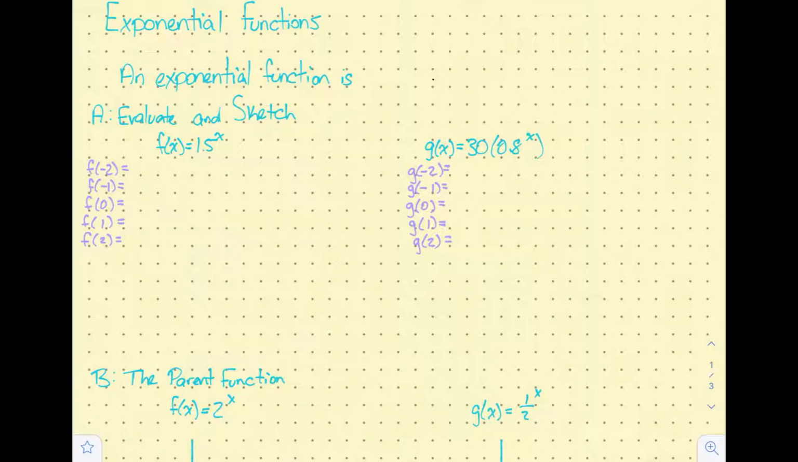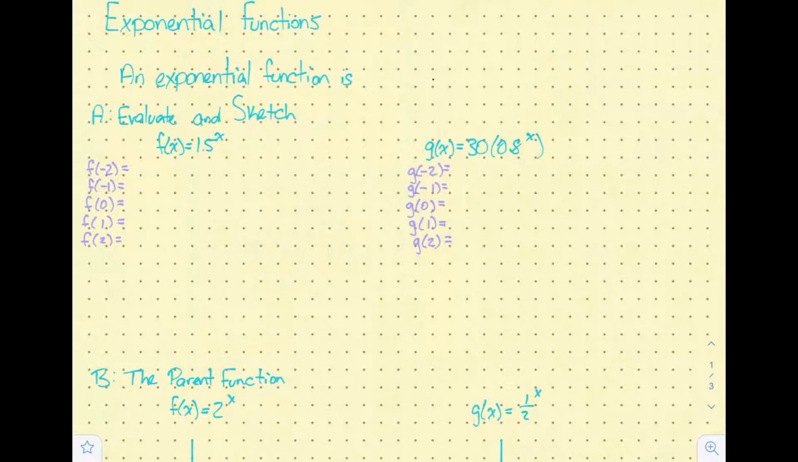And hello. In today's video, we'll go over what an exponential function is, how to evaluate and sketch the graph, what the parent function looks like, and how to graph by transformations, as well as an application problem or two. So first, what is an exponential function?